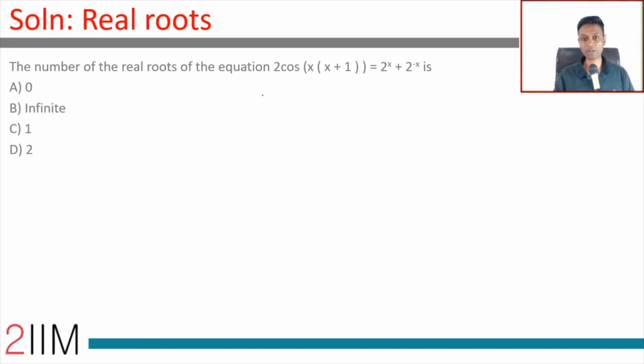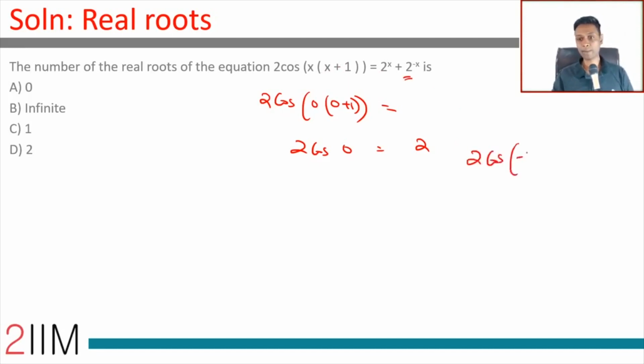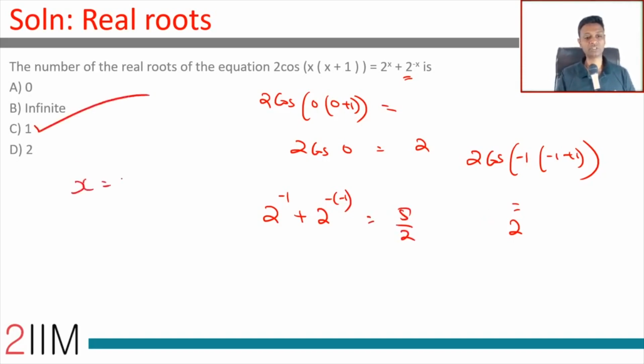Now let's go to the cos part. 2 cos 0 into 0 plus 1 is 2 cos 0, which is 2 times 1, which is 2. Now this will be 1 even when x is minus 1. But when x is minus 1, this part won't be equal to 2. 2 cos minus 1 into minus 1 plus 1 is also 2. That is fine. But 2 power minus 1 plus 2 power minus of minus 1 is 5 by 2, not 2. So only one value works. The value that x is equal to 0.